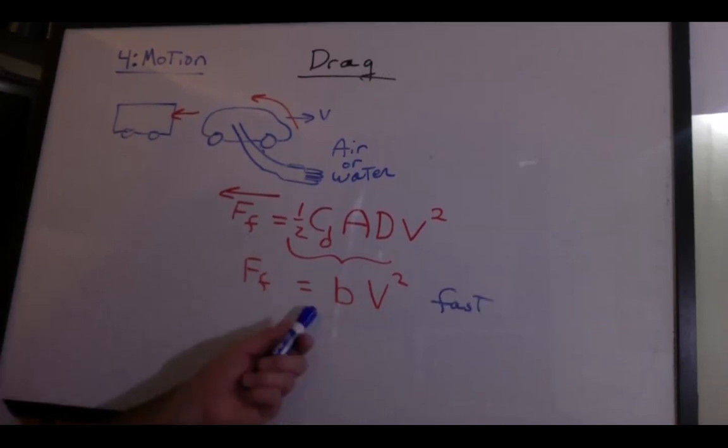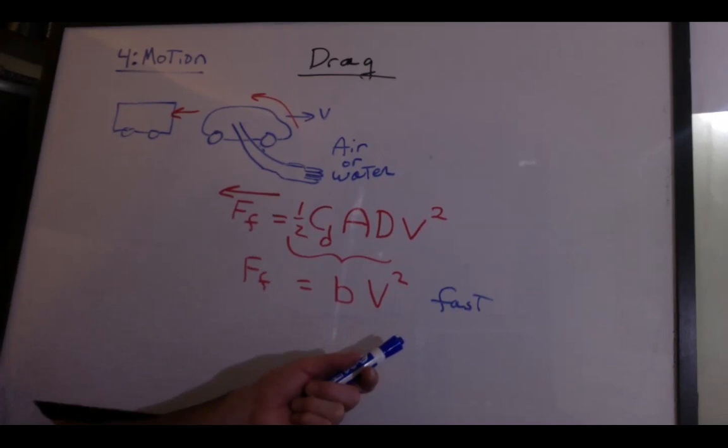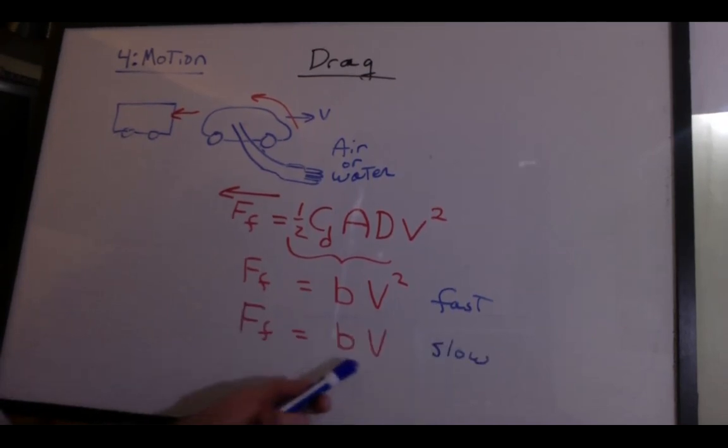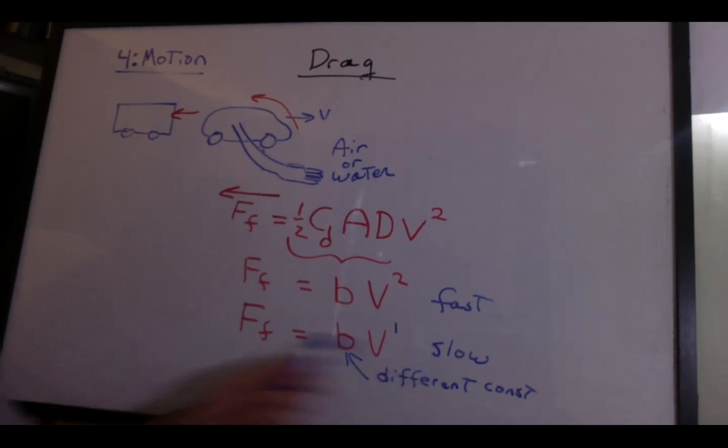This seems to model objects that are moving relatively fast, like a baseball or a car driving down the highway. For objects moving slower, this is a better model. The exponent is a 1. b is a different constant. It's not the same. The units won't work out. This model works better for things like a soap bubble drifting to the ground in the air.